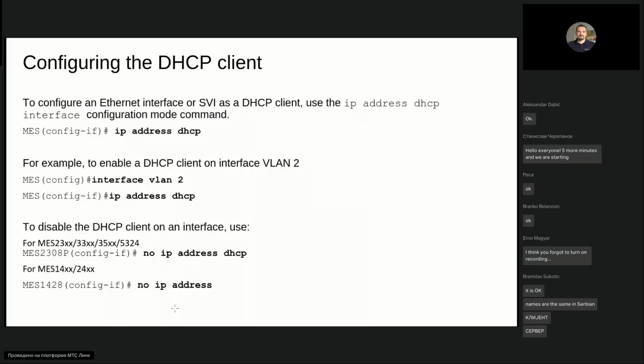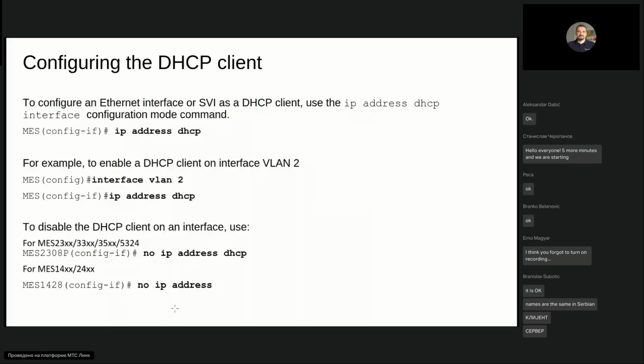The DHCP client is configured the same way on all the series of switches. So you go to the IP interface, or the VLAN interface, and then use the command ip address dhcp, either on the 2300 series or on the 2400 series. It's going to be the same.